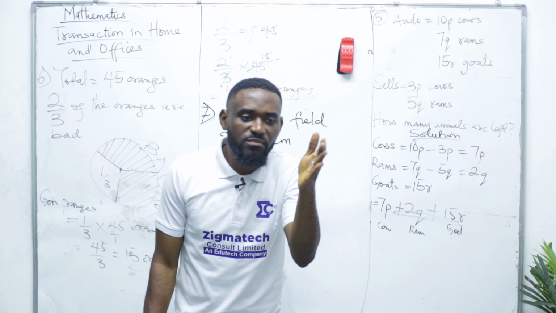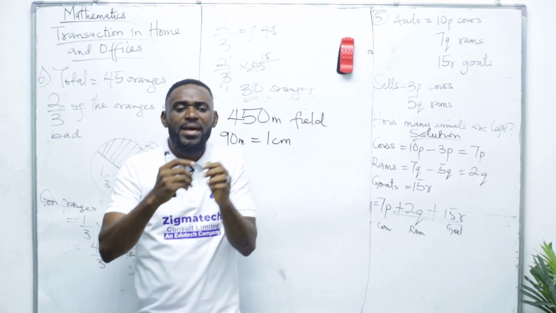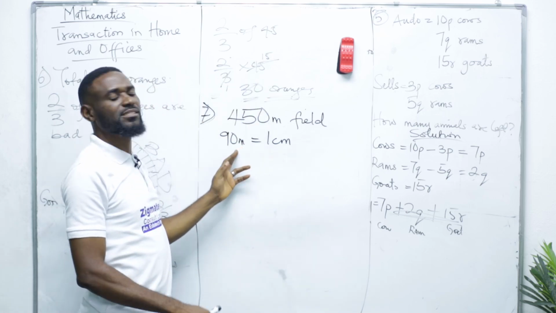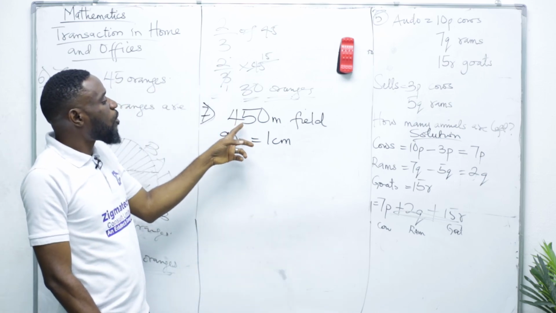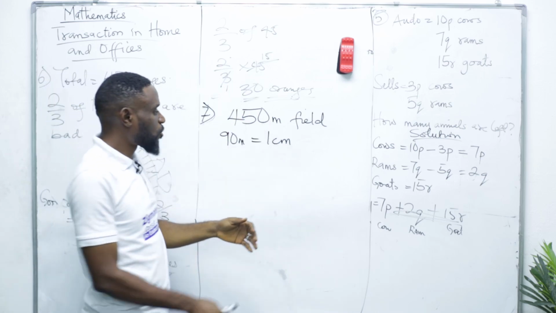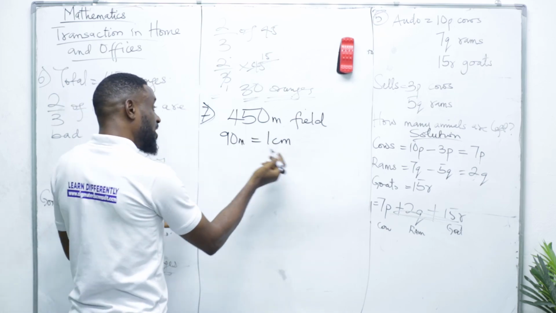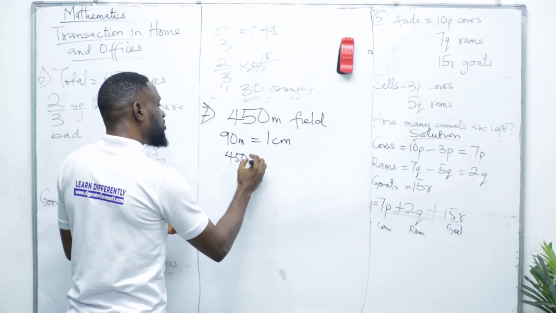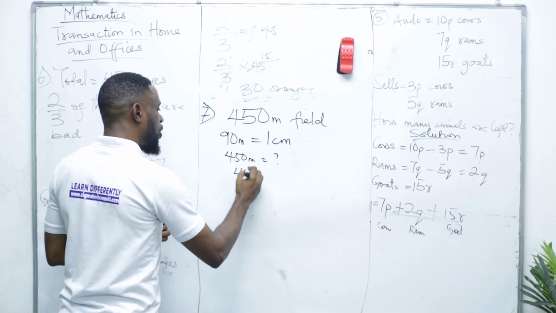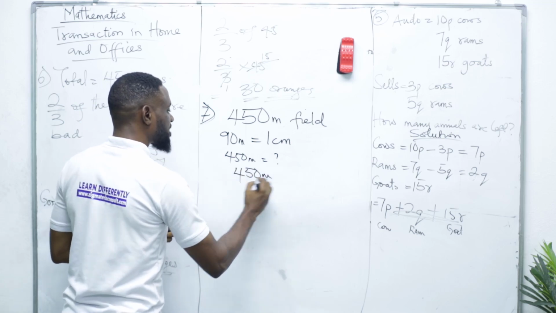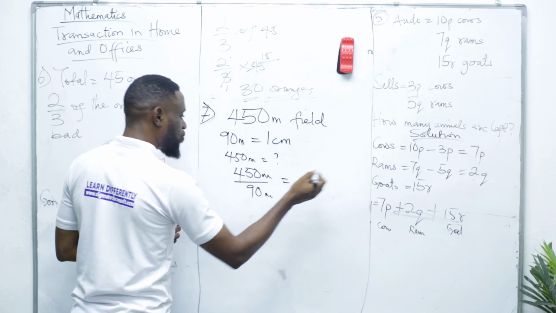A 450 meter long field is drawn to the scale of 1 cm representing 90 meters. So how many cm will 450 meters represent? So if 90 represents this, it will mean that 450 meters will now be what? It will be 450 meters divided by 90 meters to give us the answer in cm.